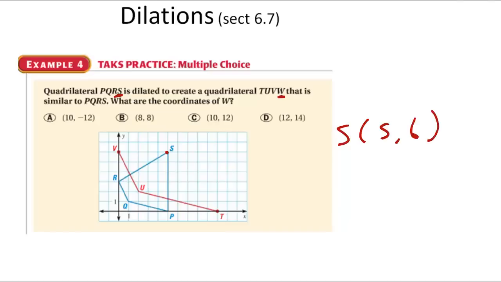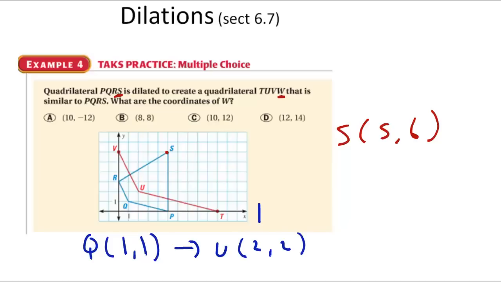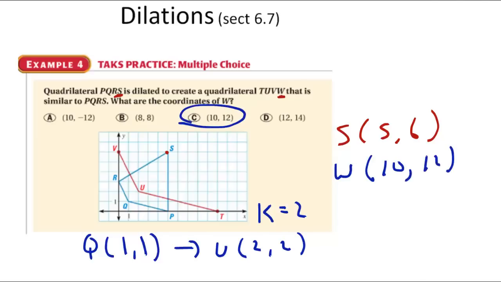Okay. Now, did they tell me the scale factor? No, they didn't. So I'm going to look at another set of points. I'm going to look at point Q, which was at 1, 1, and point Q moved over here to point U, which is at 2, 2. What did they have to multiply by to get the new value? They had to multiply by 2, so my scale factor is 2. So to get my new coordinates for W, I need to take my S coordinates and multiply by 2, in which case I get 10, 12. So C is my correct answer.